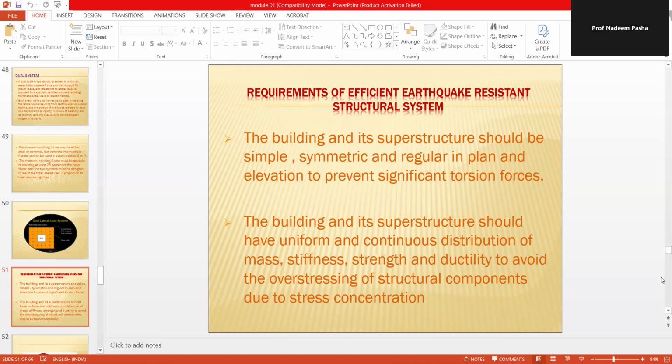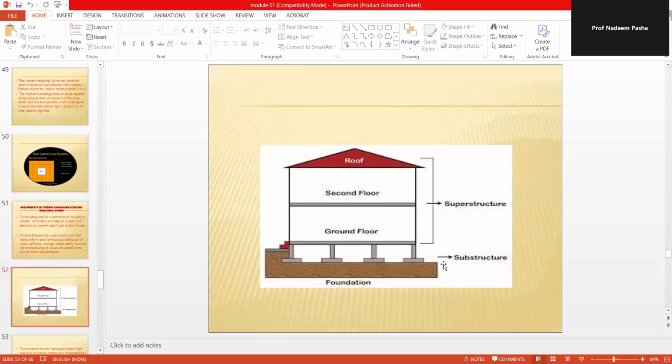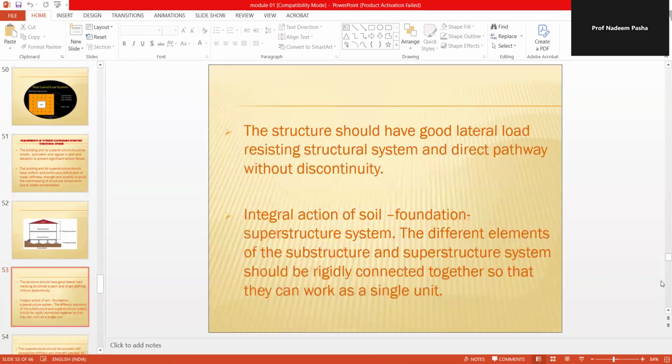The building and its superstructure should have uniform and continuous distribution of mass, stiffness, strength, and ductility to avoid the overstressing of structural components due to stress concentration. So if you see here, this is the substructure, and this is the superstructure, and this is your roof, second floor, ground floor. The structure should have a good lateral load resisting structural system and direct pathway without discontinuity.